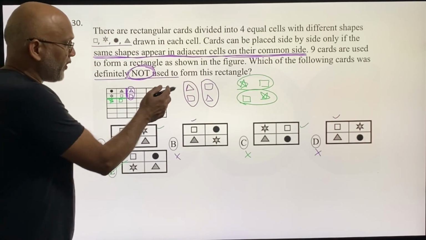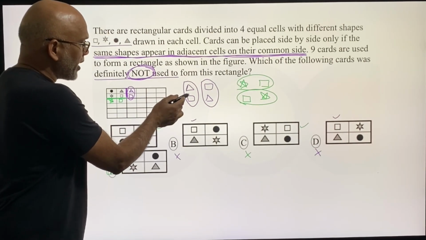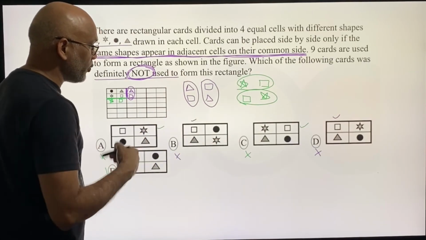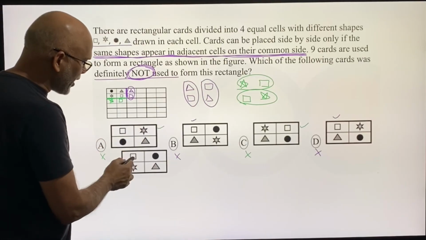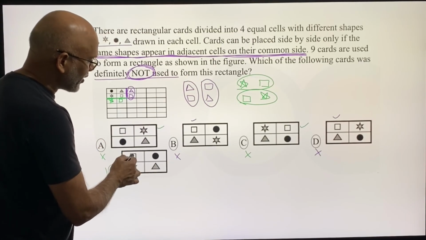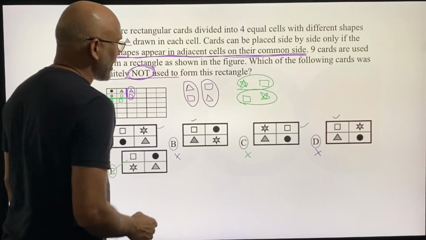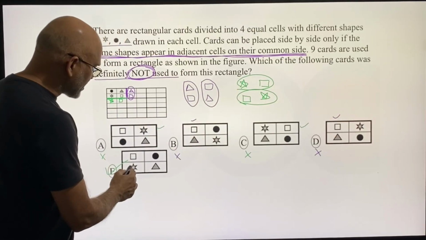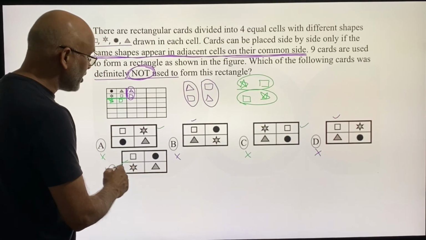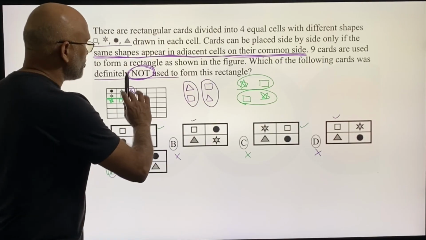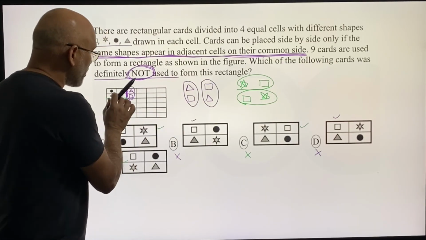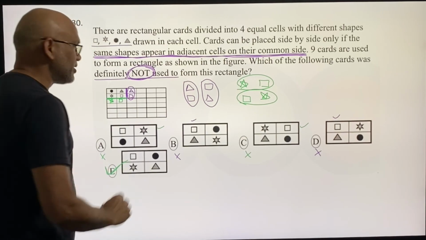Again, if we take these configurations, triangle and a square have to be vertically stacked in the cards that we can use. And here, triangle and a square, they are diagonal. In this case, star and a square have to be horizontally stacked. Star and a square, they are not horizontally stacked, they are vertically stacked. So this card cannot be used to fill the rectangle horizontally or vertically. Then again, E is the correct choice.